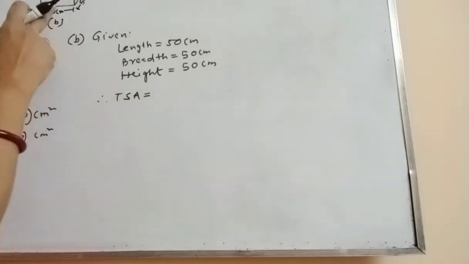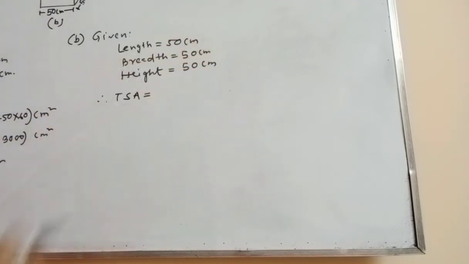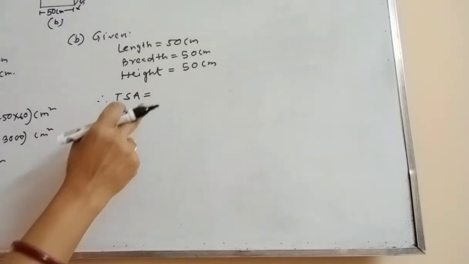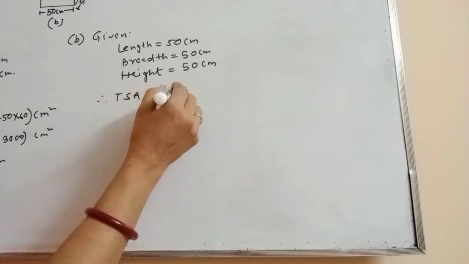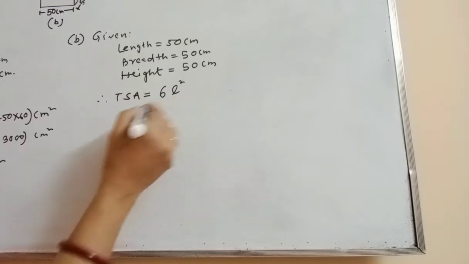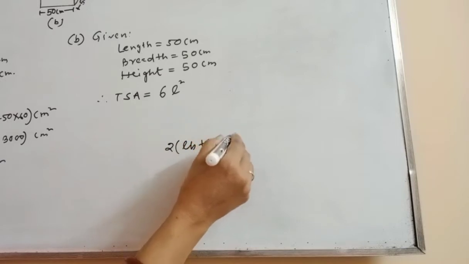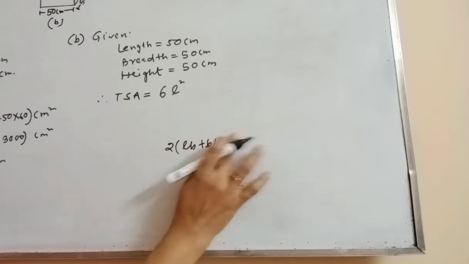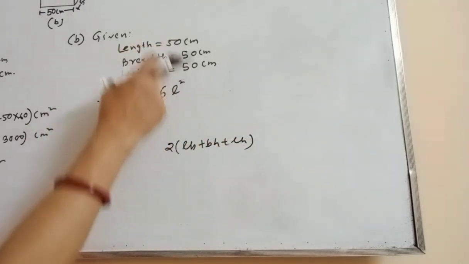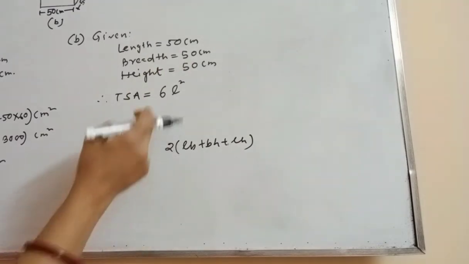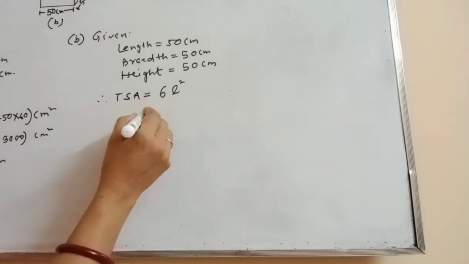In this box, the length is given 50 centimeter, breadth is also 50 centimeter, height is 50 centimeter. So you can see that it is a cube. To find the total surface area of a cube, you know the formula for a cube: 6 into side square or 6 into L square. Or you can use that formula also, 2 into LB plus BH plus LH. This formula also you can use here, but it will be easy for you because as we can see that all the sides are equal, so obviously it is a cube. So the total surface area of a cube is 6L square.